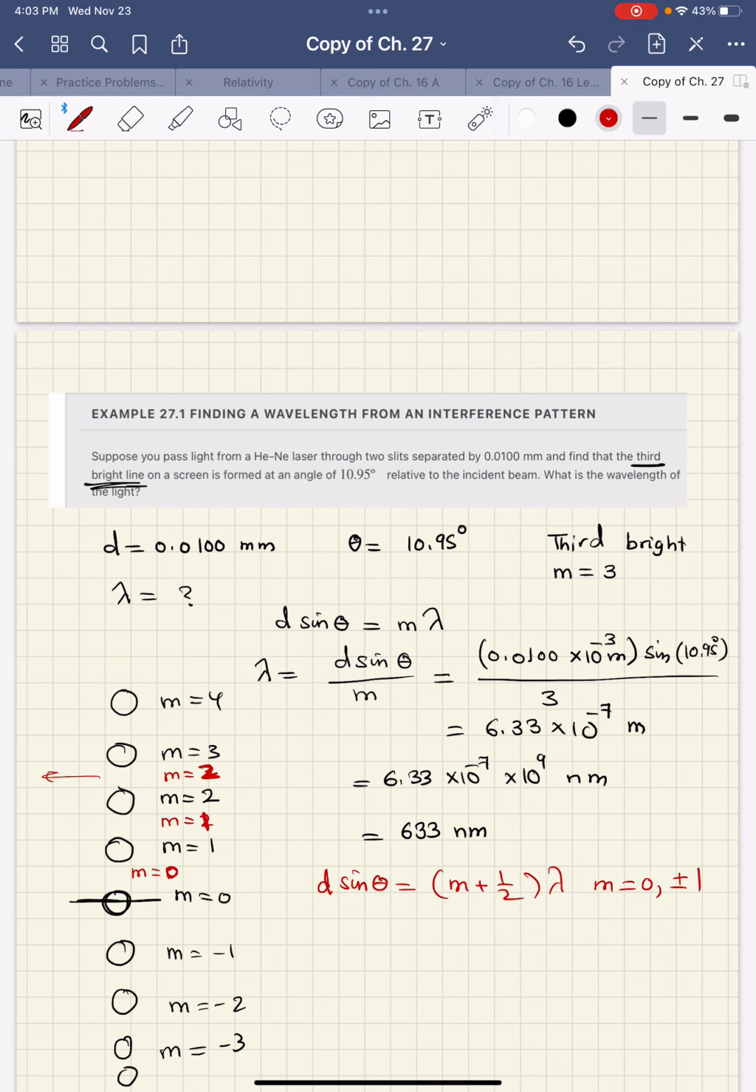For the bright, it's not going to be a problem. d here is 0.0100 millimeter, and the angle is 10.95, and the third bright is m equals 3, and we want to find lambda. Then I can say d sine theta equals m lambda, and lambda is d sine theta divided by m. Here, d should be converted into meters, sine of the angle divided by 3, and that is the light having a wavelength of 633 nanometers.